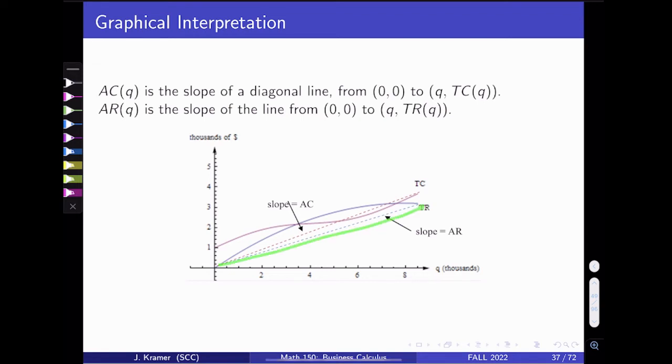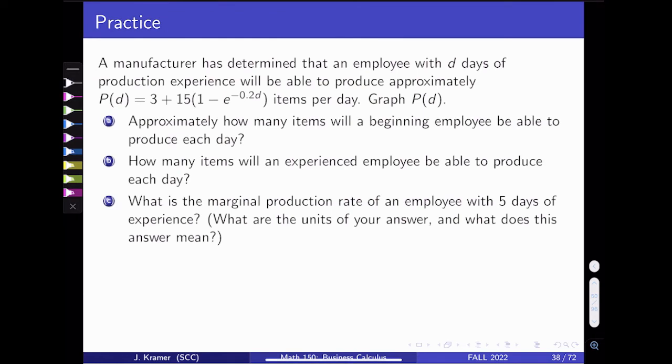So total revenue in this case is below total cost. The average total revenue is below the average total cost. Let's take a look at an example.